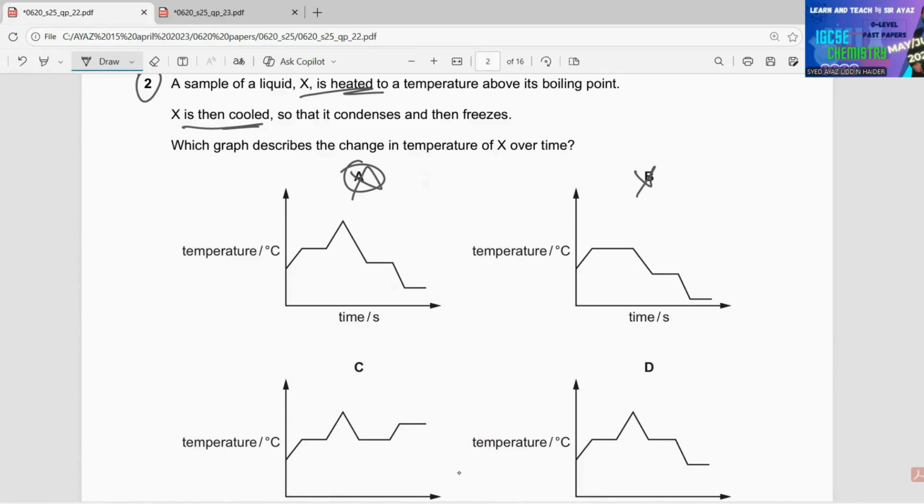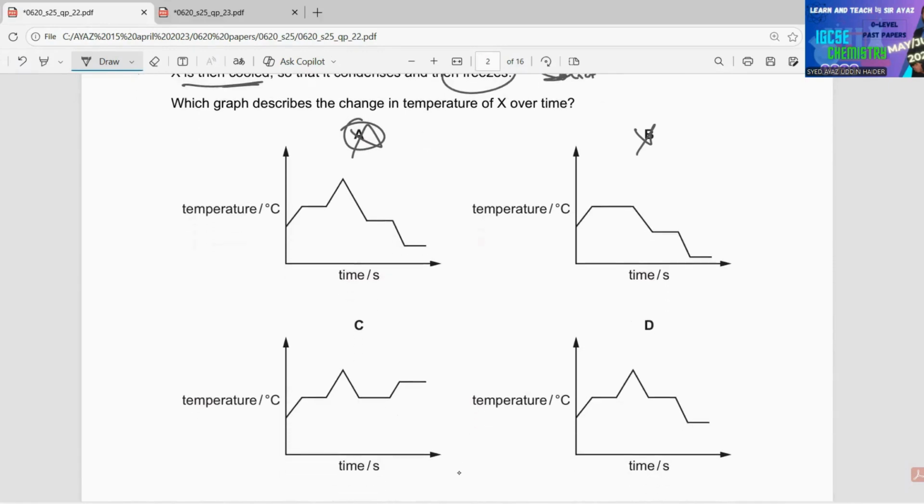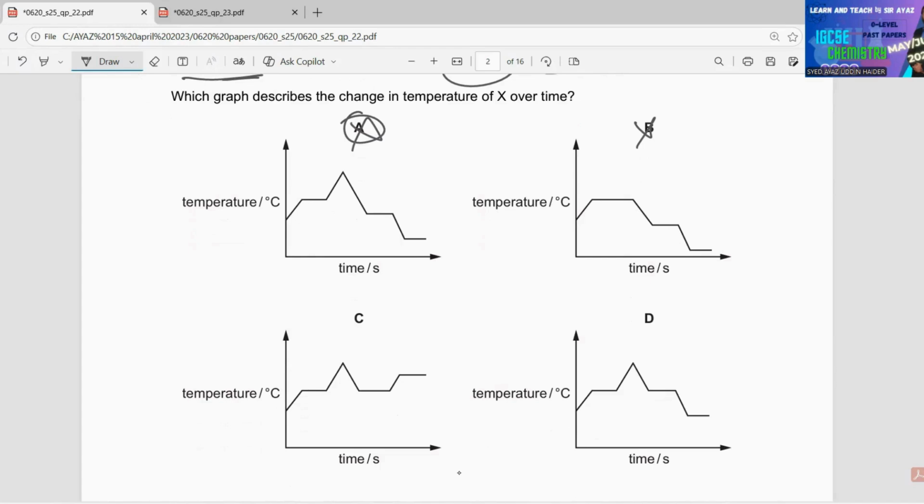Now they are heating it above its boiling point, then it's cooled so that it condenses and then freezes. Freezes means it will come back to the solid state. And above the boiling point means it will go to the gas state. And initially it's in the liquid state. Moving to C. C is also incorrect because if you change the state, if this will be the liquid state, this point will liquid state, then you have liquid and gas state at this point.